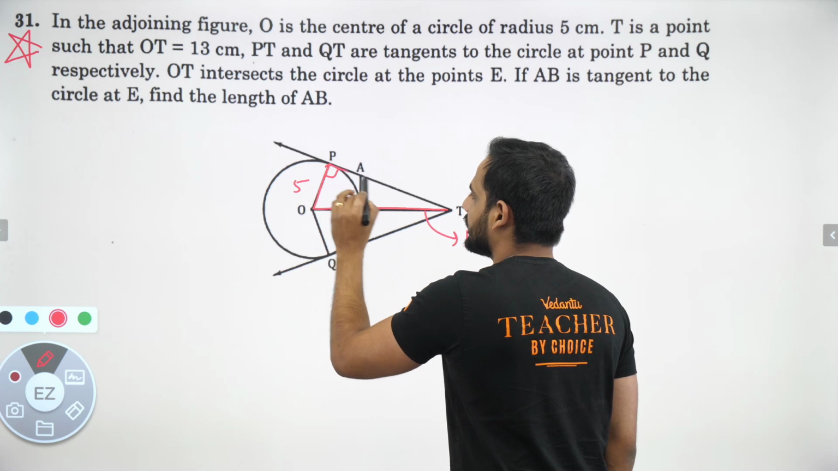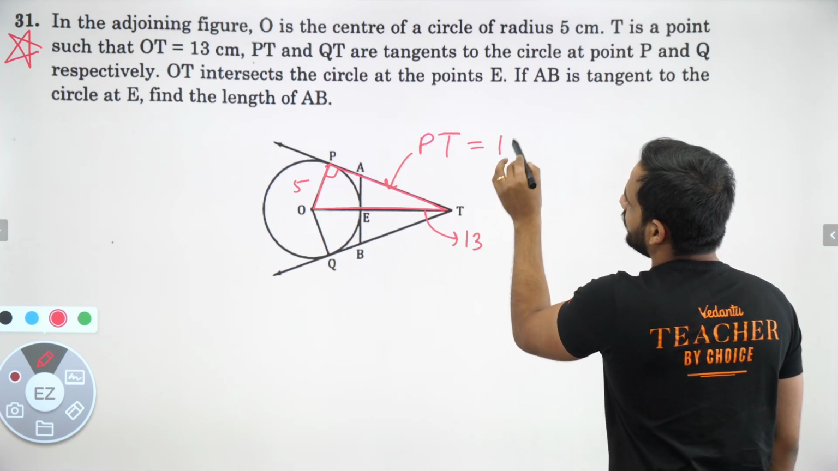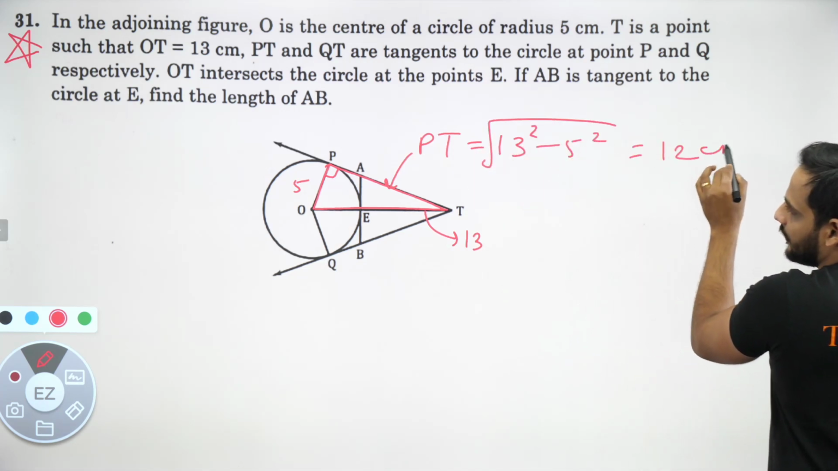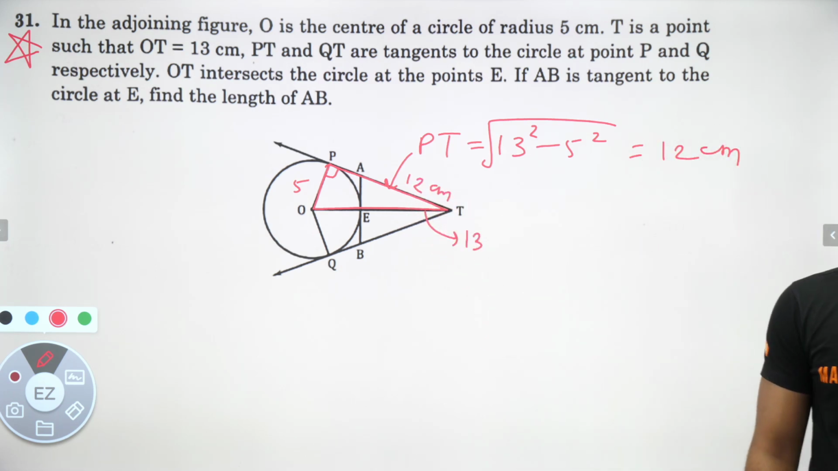I know this angle is 90 degrees, so I can easily get PT, which will be equal to the square root of 13 square minus 5 square, which is equal to 12 centimeter. Okay? We got PT as 12.